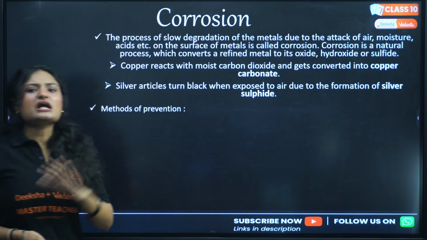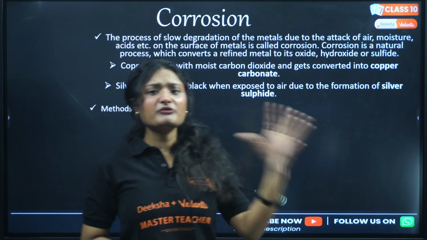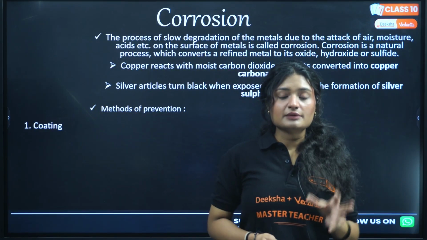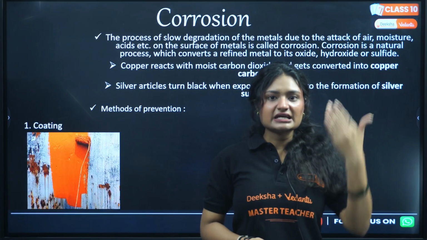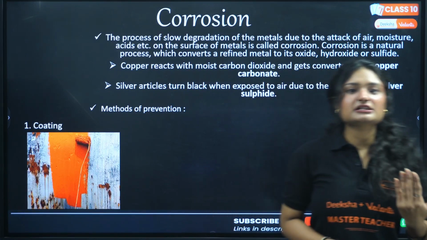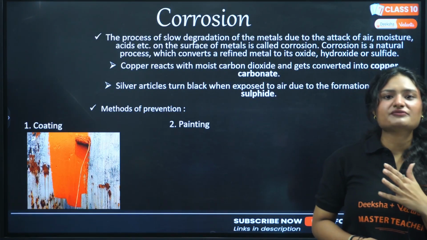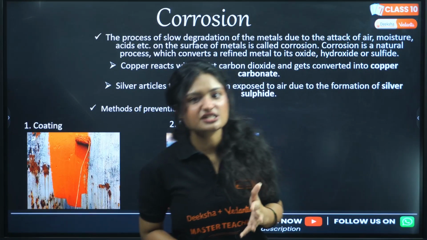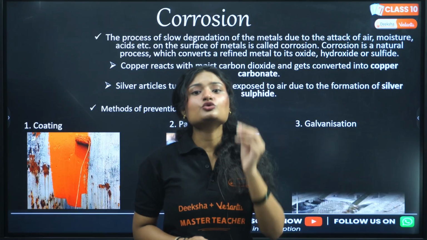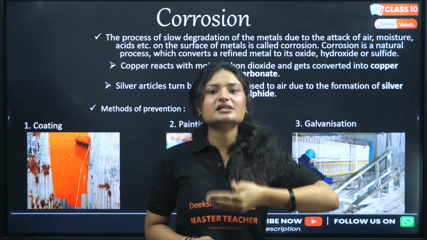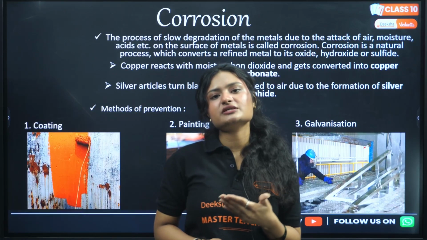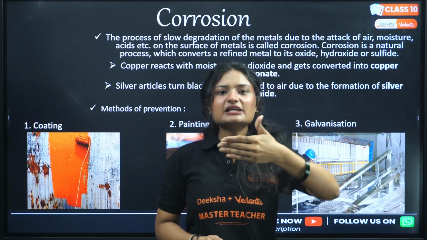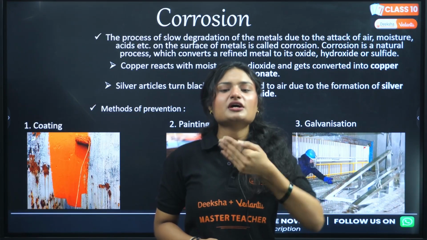Okay, next one, how do you prevent corrosion? So first method is by coating your metal surfaces with acrylic or epoxy. Second method is by painting metal surfaces. You can prevent them from getting corroded. The third method is galvanization. Galvanization means when you apply a thin layer of zinc on any metal surface. Zinc is much more reactive. So what will it do? It will react, it will get corroded, and your metal will be left uncorroded.